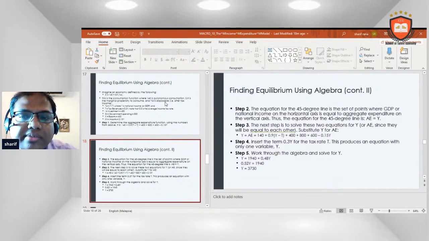Set them equal to each other by substituting Y equals AE. So Y equals AE equals 140 plus 0.9 (Y minus T) plus 400 plus 800 plus 600 minus 0.15Y. Step 3. Insert the term 0.3Y for the tax T. This produces an equation with only one variable, Y. Step 4. Work through the algebra and solve for Y. Y equals 1940 plus 0.48Y, 0.52Y equals 1940, Y equals 3730.